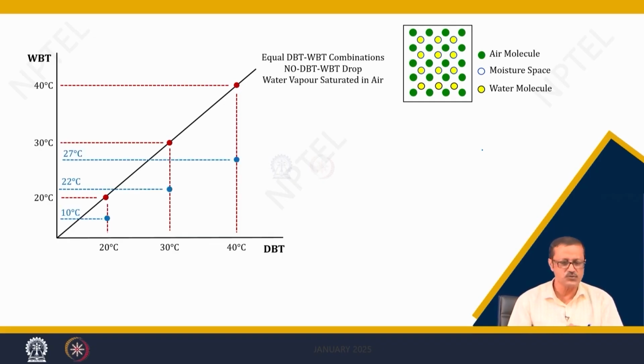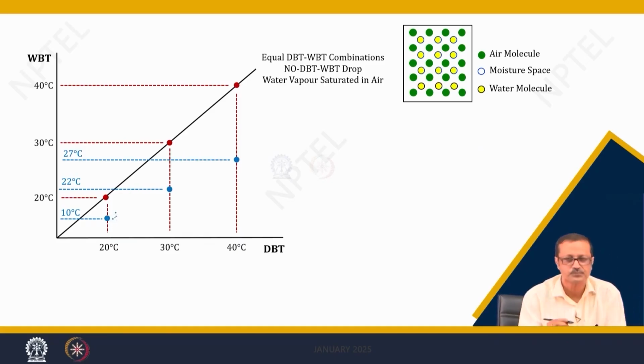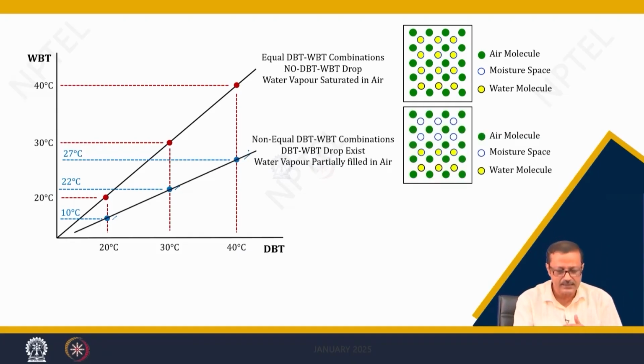Now, in some of the cases we may say these blue dots are there. That means for a dBT of 20 degree, WBT is 10 degree. So, WBT is less than dBT and there is a gap, they are not exactly the same. This is 22 degree and 30 degree, this is 40 degree and 27 degree. So, we can say that in this scenario, number 1, dBT and WBT are not equal. Number 2, a dBT-WBT drop exists, and number 3, if there is a drop, even if it is the smallest amount of drop, there are some vacancies. That is why there is a drop.